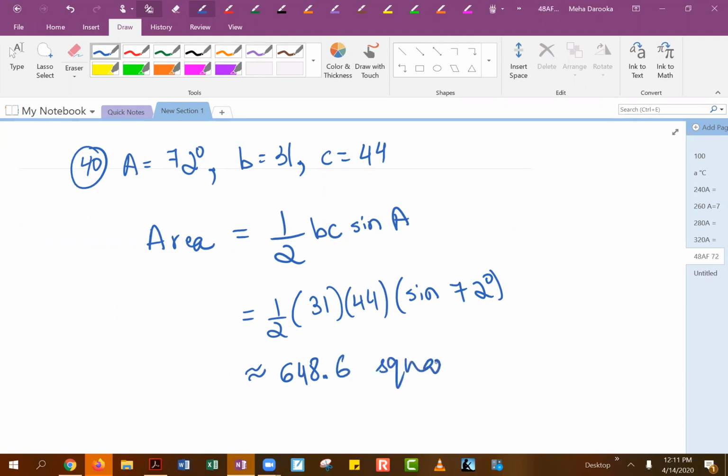648.6 square units. I'm kind of surprised that they are not including any kind of units in any of these examples. Weirdos. Yeah, very unusual for a math textbook to do that.